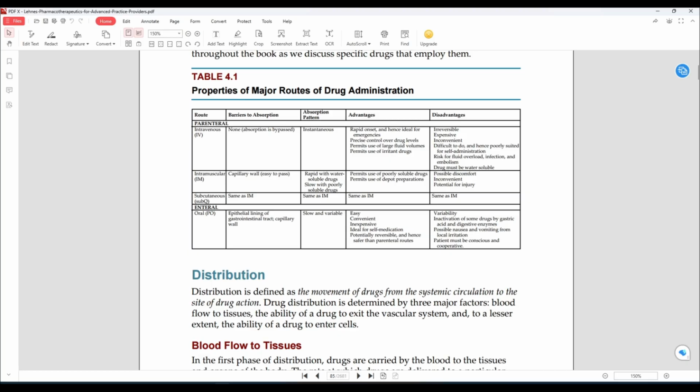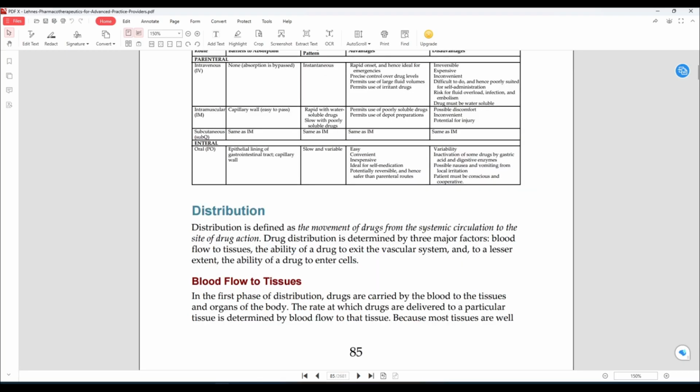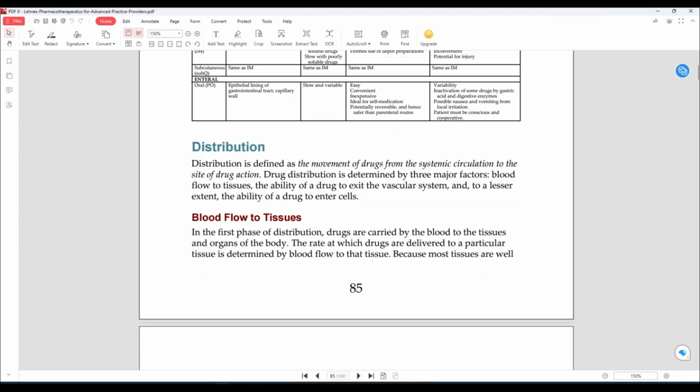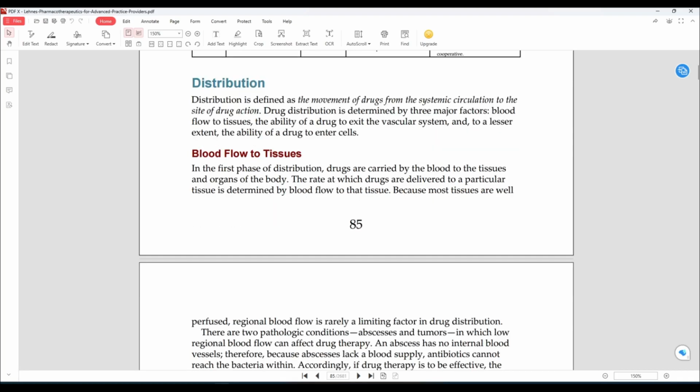Distribution. Distribution is defined as the movement of drugs from the systemic circulation to the site of drug action. Drug distribution is determined by three major factors: blood flow to tissues, the ability of the drug to exit the vascular system, and, to a lesser extent, the ability of a drug to enter cells.